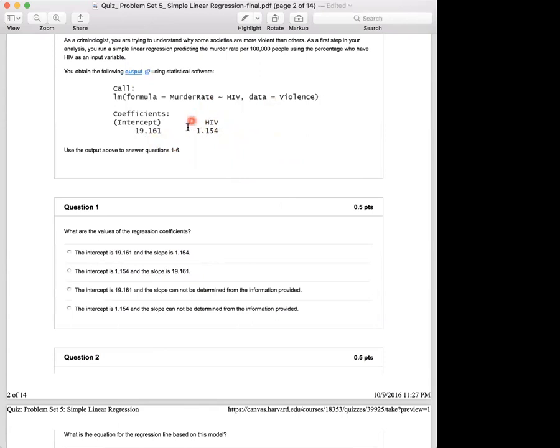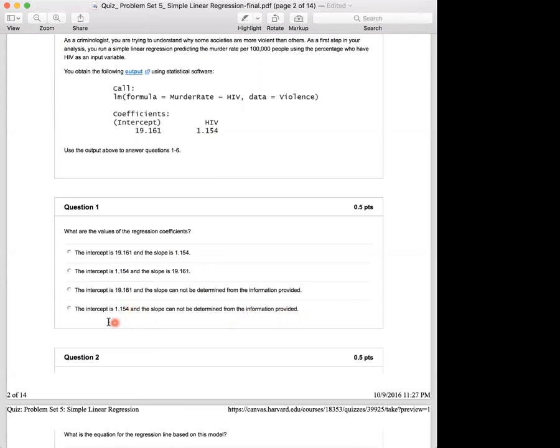So if we imagine a country with no HIV cases, what would be the hypothetical murder rate there? Well, we have the hypothetical value. Sometimes it makes sense, sometimes it doesn't. And so here we have the answers, and we can see the question here. It might be the main reason I emphasize interpreting the output here is that the answers can be sort of tricky.